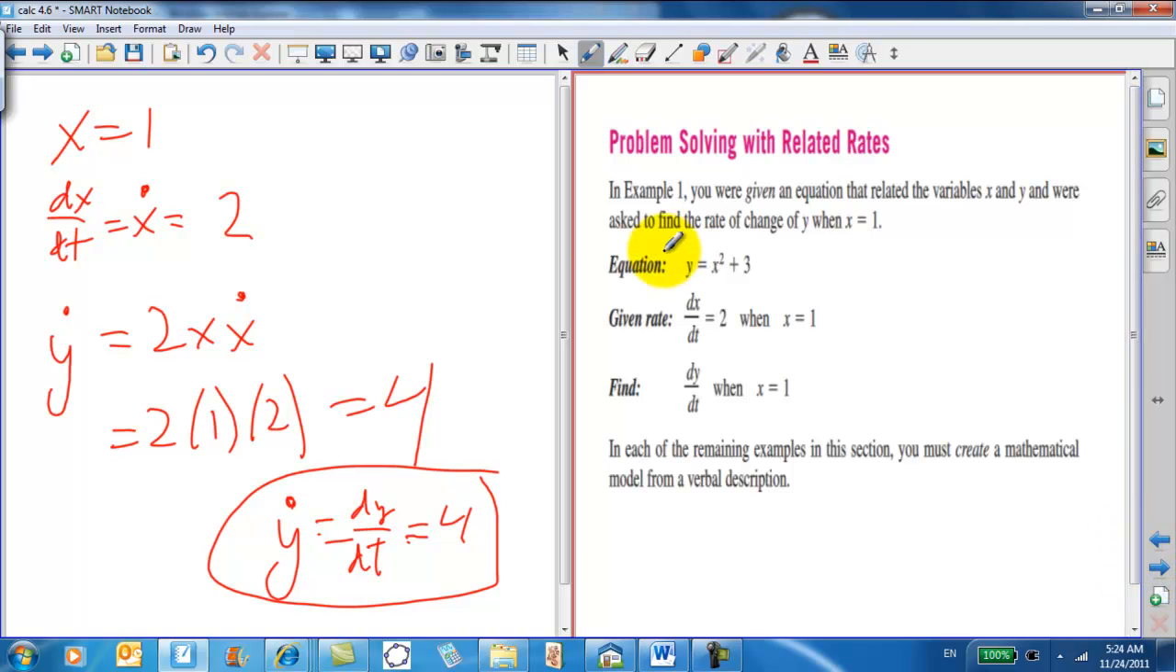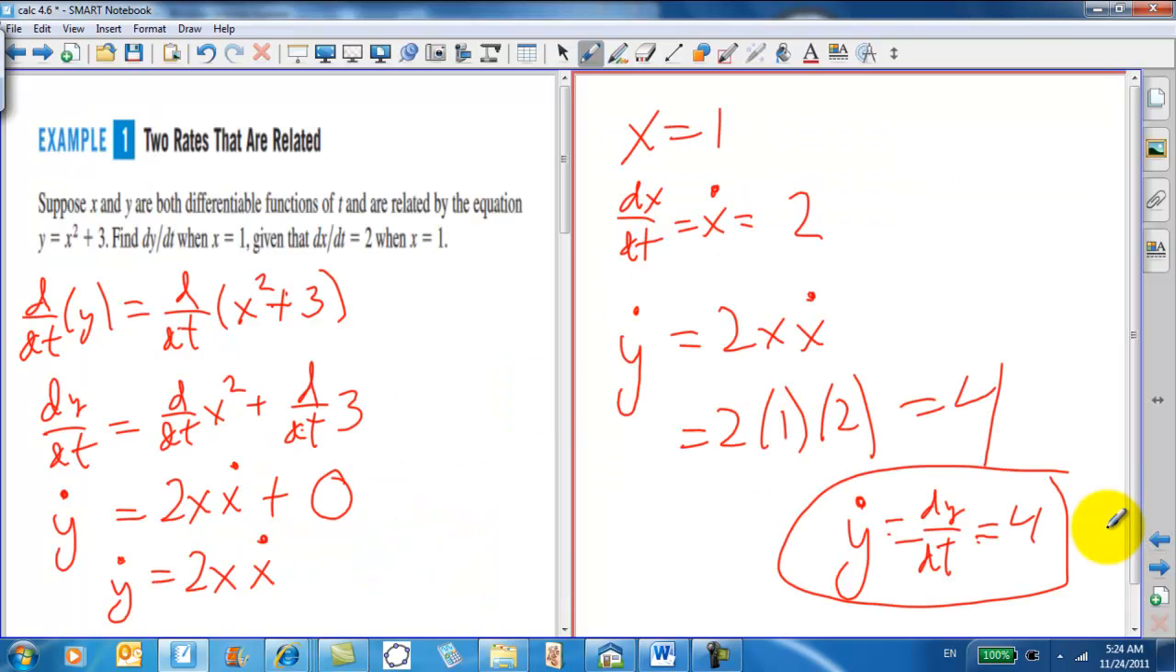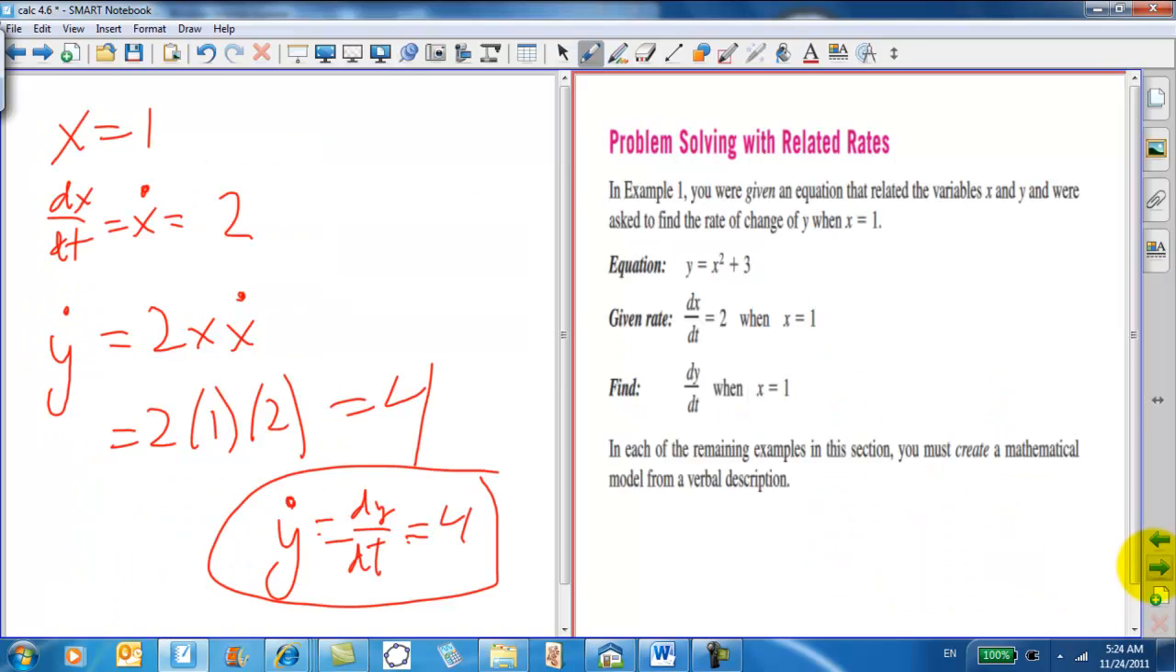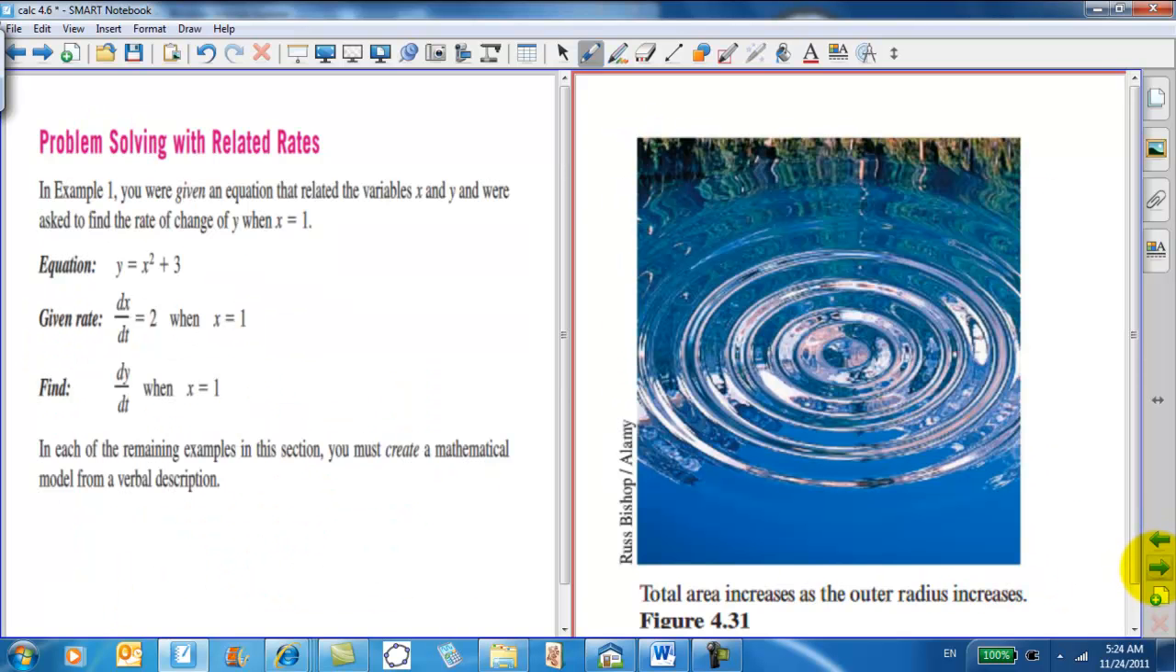Now, here's a summary of what we just did in the last problem. There's an equation, and usually a given rate, and maybe some given specific values for the variables, and then you find dy dt when x equals 1. You have to be careful not to sub these variables in too early. Notice I didn't put x equals 1 in at the beginning of the problem. I took the derivative of both sides with respect to time with both y and x as variables because they do change. And that's what you have to be careful of in related rates problems: what is a variable and what is constant? So here's our next problem.